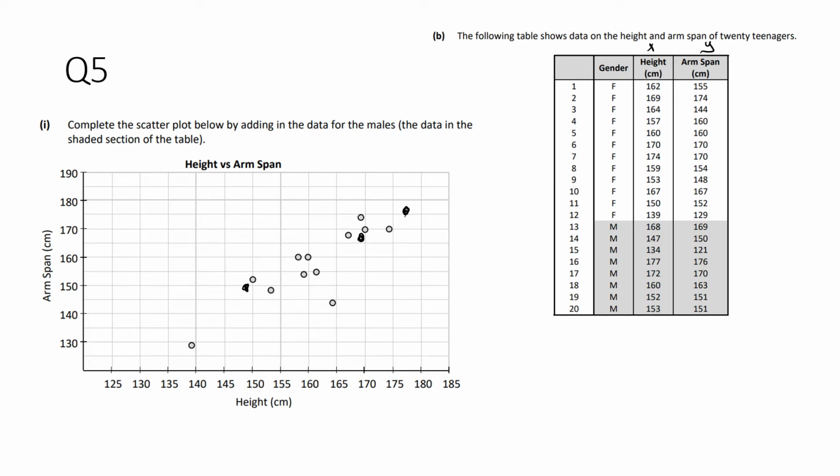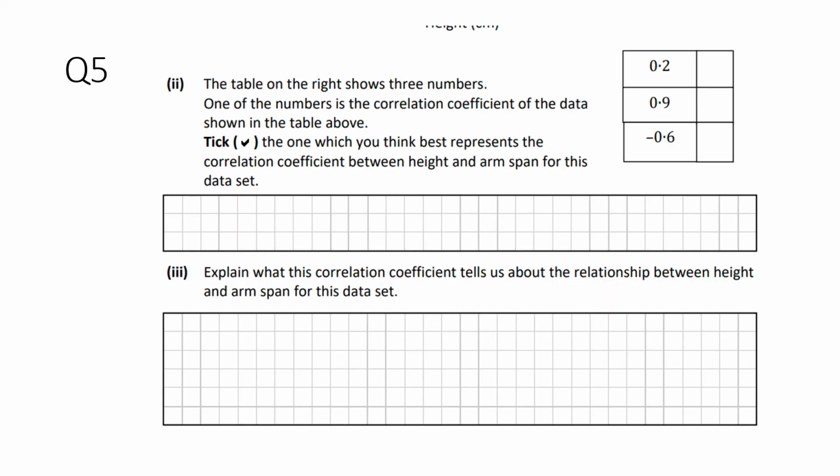And then 172, 170, 160, 163, and 152, 151, and 153, 151. Okay, so all those points there are plotted and it gives you 10 marks.